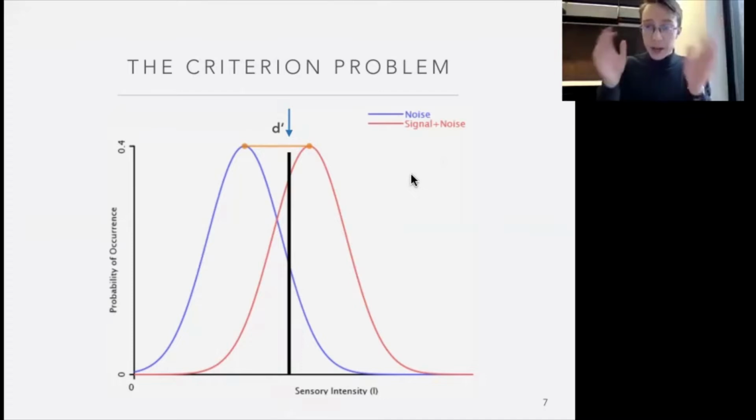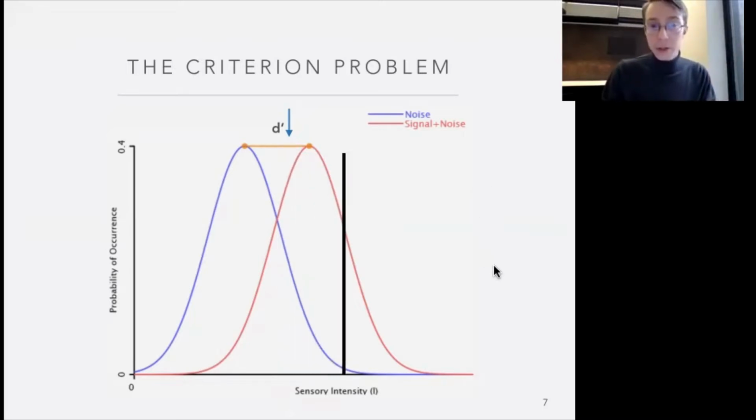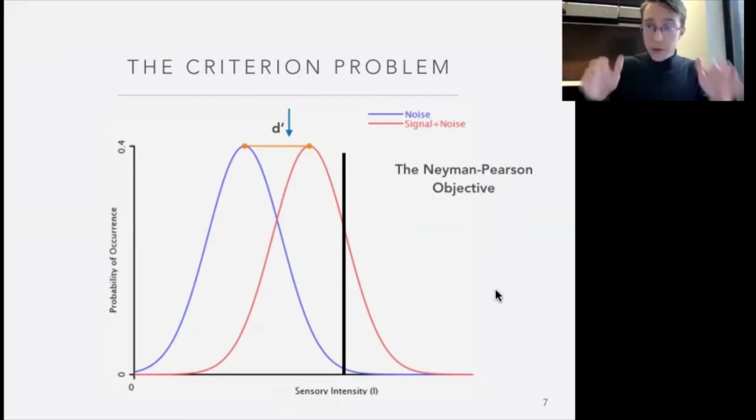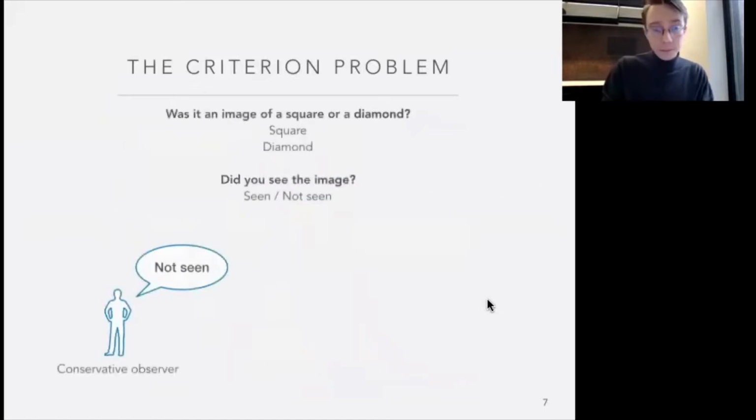If you're bad at the task, you're going to become more conservative. That's just something that people have observed over the years, and it's called the Neyman-Pearson objective. Basically, when people become worse at a task, they also become more conservative. That's because implicitly people have the goal of minimizing the number of false alarms, namely saying that they see the stimulus when the stimulus was not present. So that's the Neyman-Pearson objective. And that's a big problem.